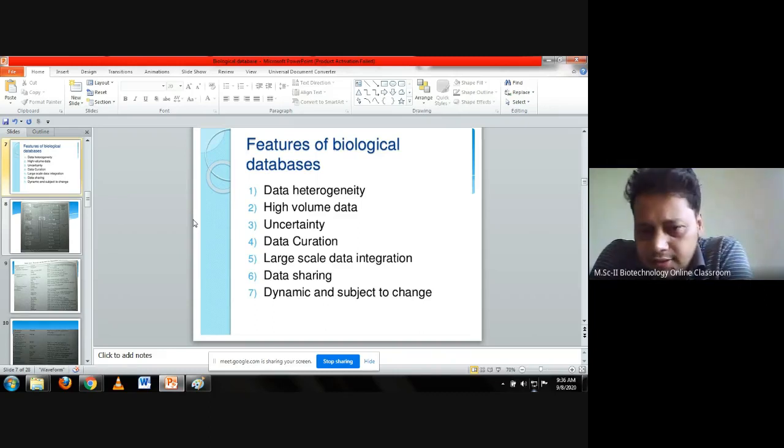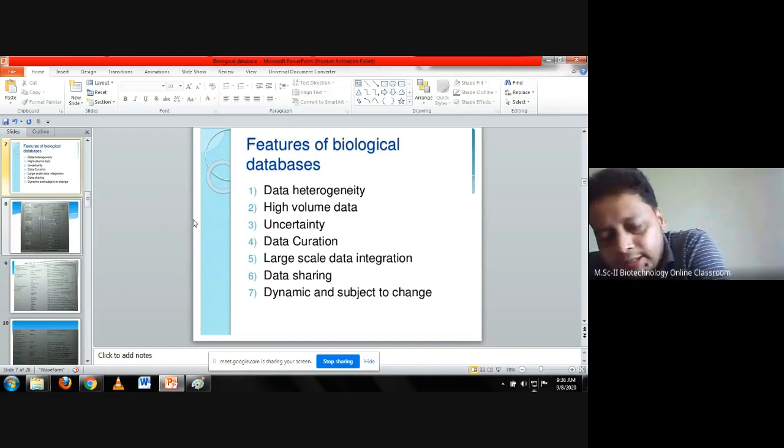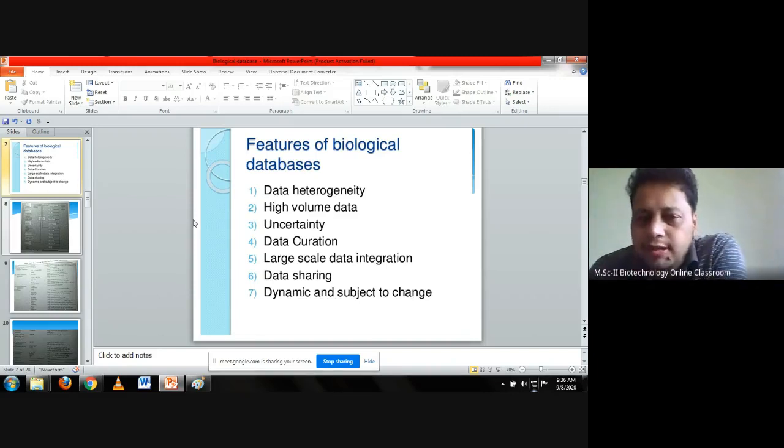Then data curation is there. Large scale data integration is there. So there is a high volume of data, but you require features to compare this high volume of data. So data integration should be present.